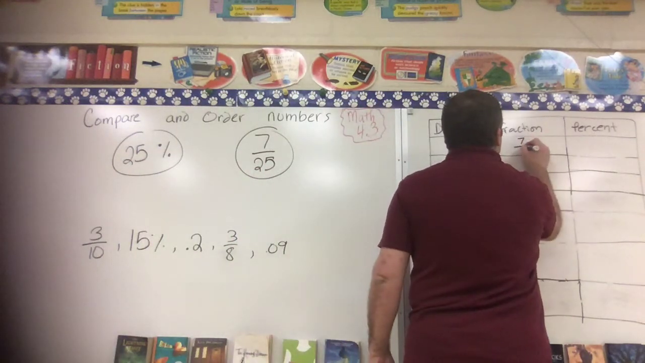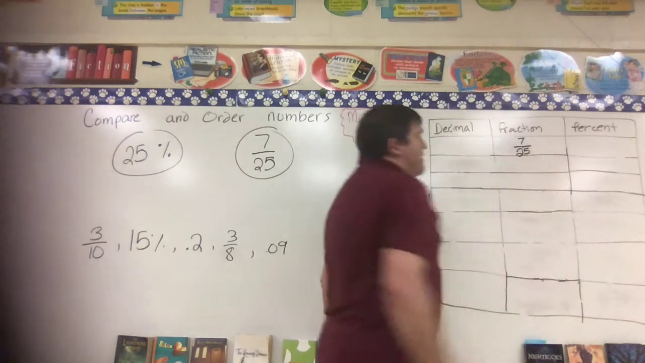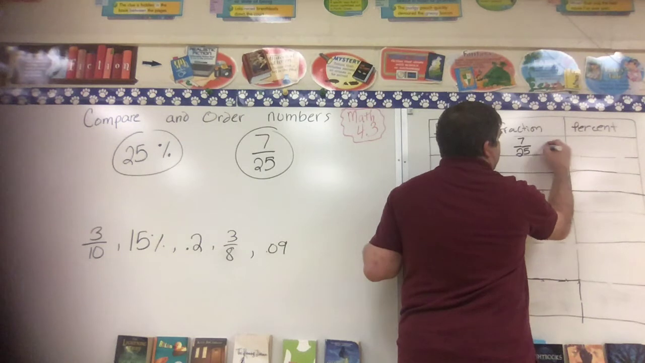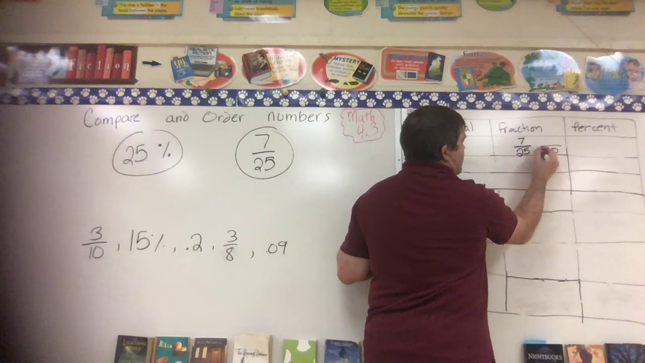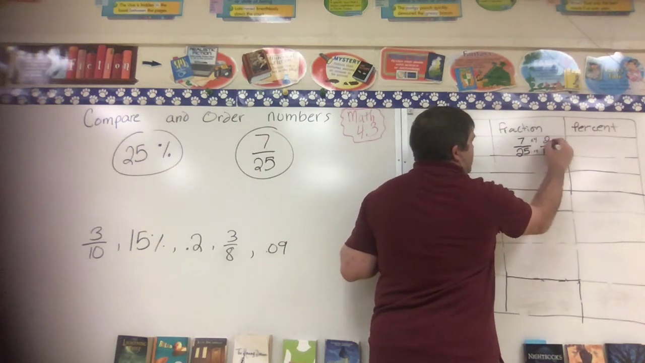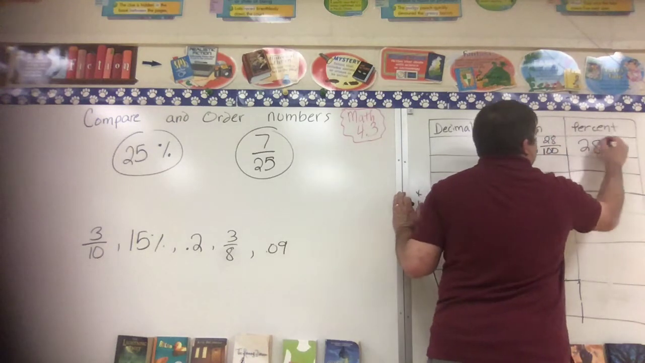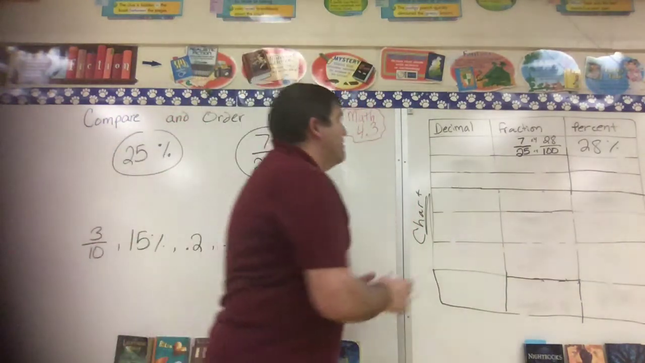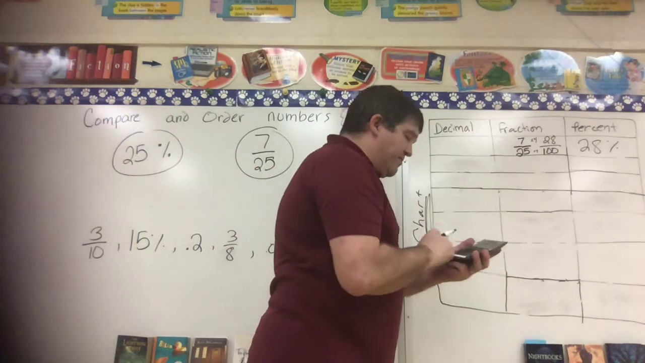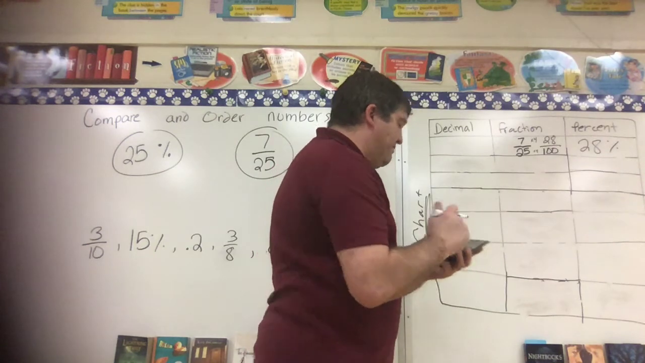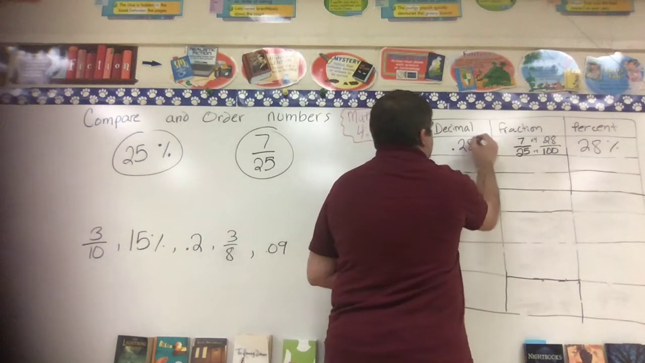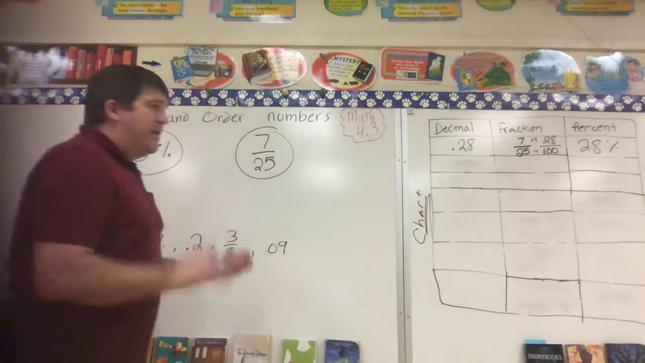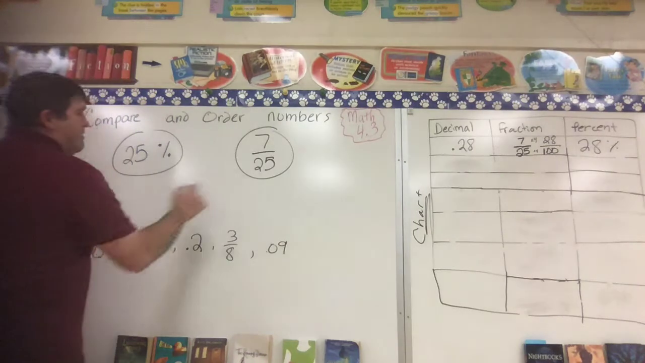7/25 is a fraction. Now, if I want that to be a percent, I need to get it out of 100. So 25 times 4, or 7 times 4, is 28. 28%. The other way I could have done that is I could have gone to a decimal. 7 divided by 25 equals 0.28. Okay, so now I have my decimal, my fraction, and my percent for this right here.